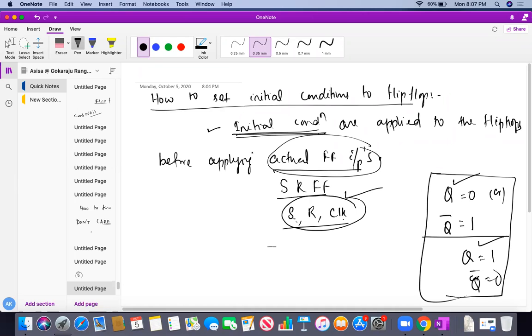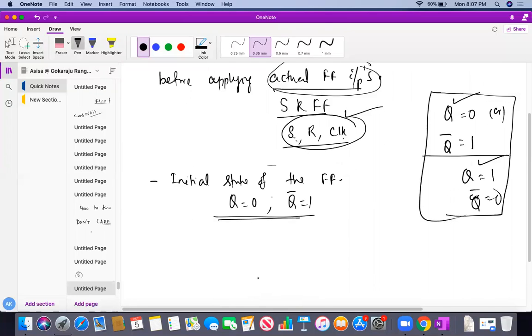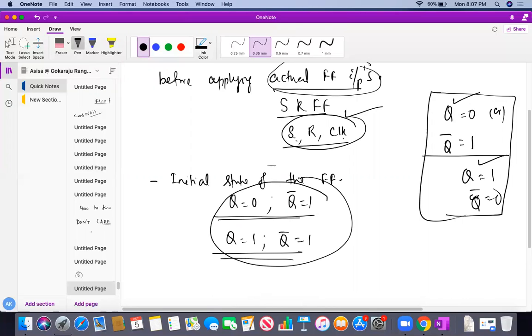Initial condition is nothing but the initial state of the flip-flop. So what will be the initial state? Either Q equal to 0 or Q bar equal to 1. So these are the initial states. These should be present at the flip-flop outputs before application of the actual inputs, S, R and clock, if it is an SR flip-flop.